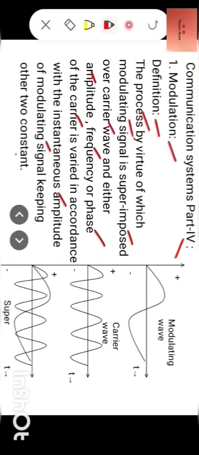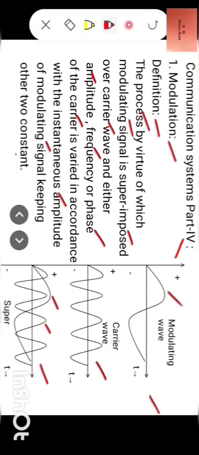I repeat, the process by virtue of which modulating signal is superimposed over carrier wave and either amplitude, frequency or phase of the carrier is varied in accordance with the instantaneous amplitude of modulating signal, keeping other two constant. This is modulating wave. This is carrier wave. Now here modulating wave is superimposed over carrier wave.